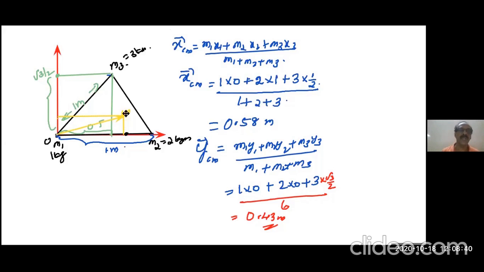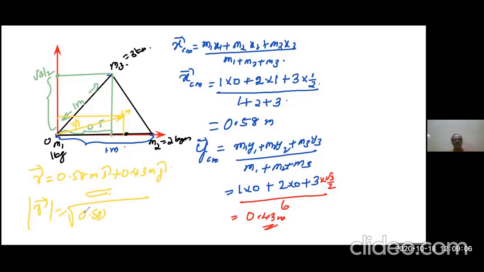Then this is the resultant of it. This is R. So the position vector R is equal to 0.58 meter i plus 0.43 meter j. Isn't it? This is the way you can write the answer. And if you want the exact magnitude, then you can take the square root of 0.58 squared plus 0.43 squared. Why are you calculating R?